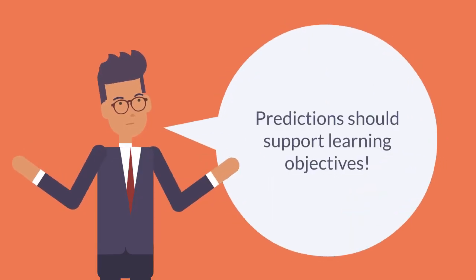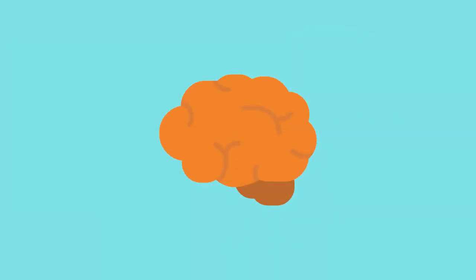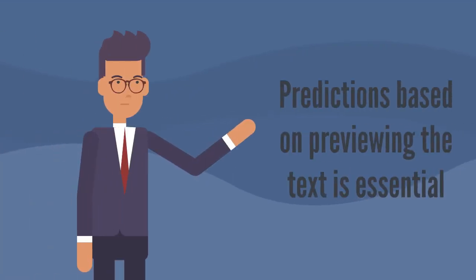Making the prediction in a way that supports the learning objective will then stimulate the child's mind to be looking for those elements in the story or in the article. Again, making a prediction based on previewing the text is the essential first step to reading anything, anytime.